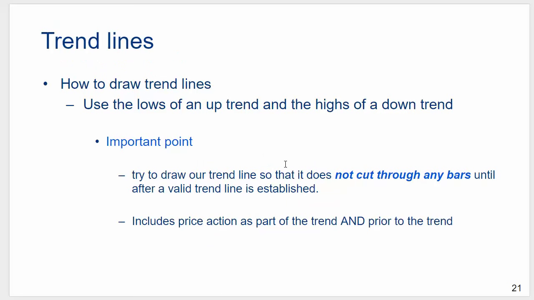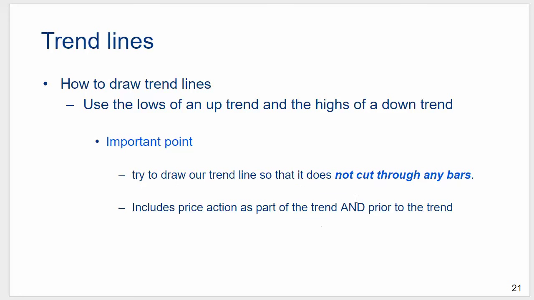Now the other important thing to remember with a correct trend line is that it should not cut through any bars, and that includes any price action prior to and after. Once that trend line is cut, then it's pretty much useless, and it suggests that the momentum of the trend has changed. But also, when we project that trend line backwards, it shouldn't cut price action.